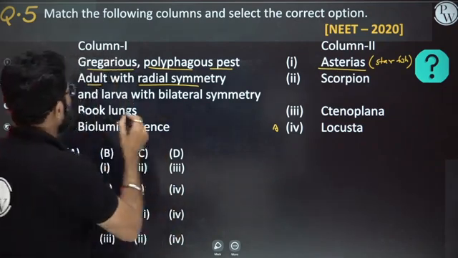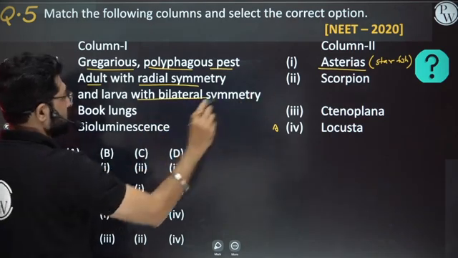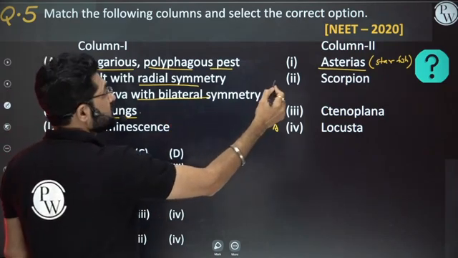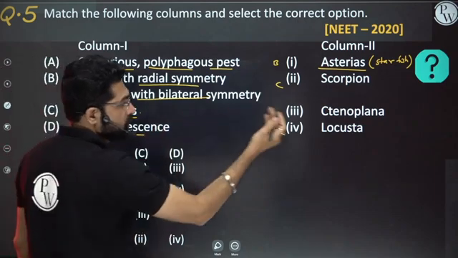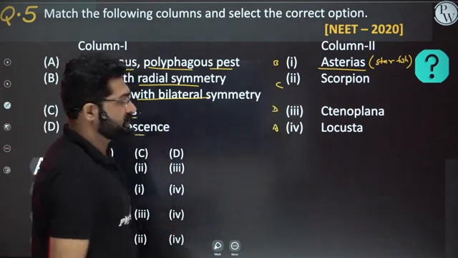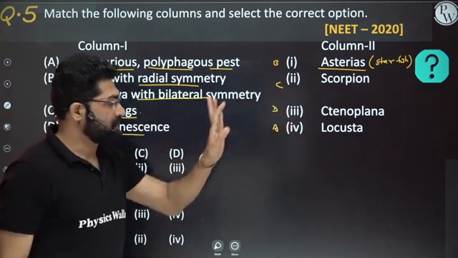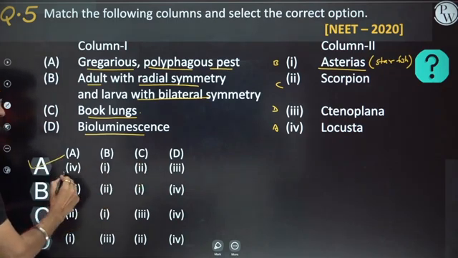Got it? Now, and larvae with bilateral symmetry, that is absolutely correct. That is your starfish. Book lungs are found in scorpion. So you go for here as C. And bioluminescence is present in Ctenophora. So you go for D. So let's see now. 4, 1, 2, 3. You find out 4, 1, 2, 3 is your first option only.